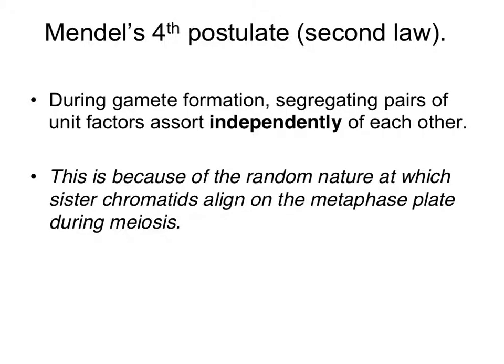So Mendel came up with his 4th postulate, which is the basis for Mendel's 2nd law, which we'll look at in a moment. And that 4th postulate was, during gamete formation, segregating pairs of unit factors assort independently of each other. This assumes the unit factors are indeed on different chromosomal pairs. This is because of the random nature at which sister chromatids align on the metaphase plate during meiosis. There's a meiotic underpinning to these observations.